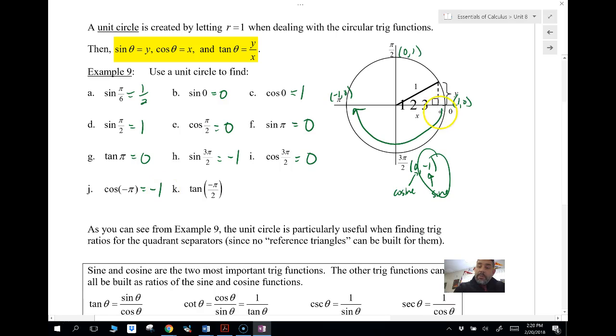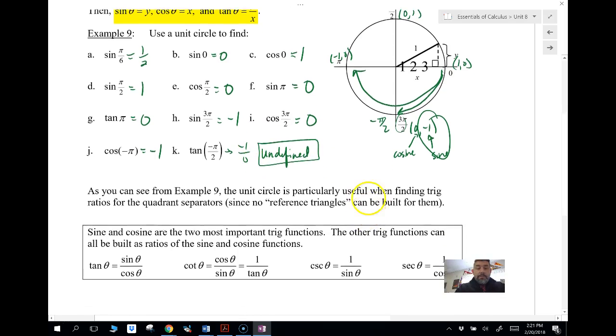Tangent of negative pi over 2. Now, negative pi over 2 goes this way. So negative pi over 2 is right here. And tangent of negative pi over 2 is going to be, remember, sine over cosine. Well, sine over cosine gives me negative 1 over 0. So we're going to just say this is undefined. All right, we can't have it over 0.